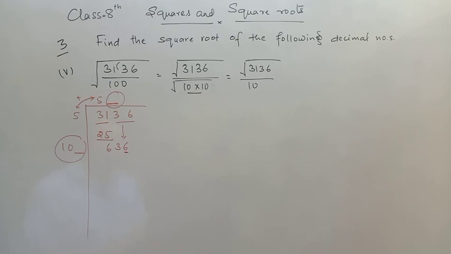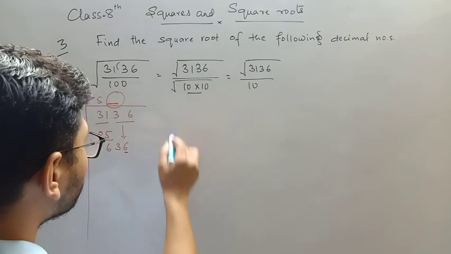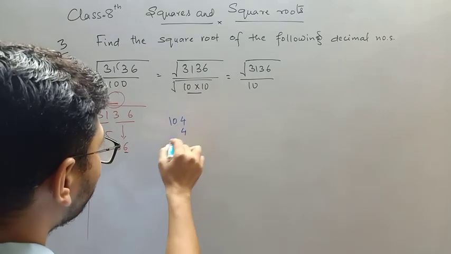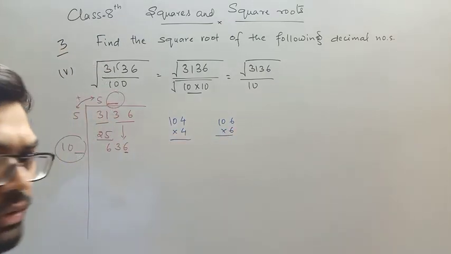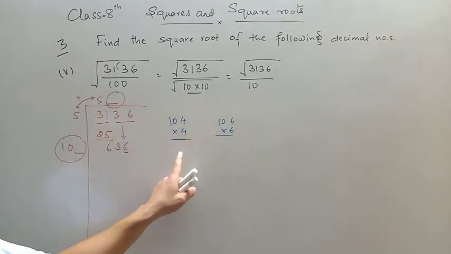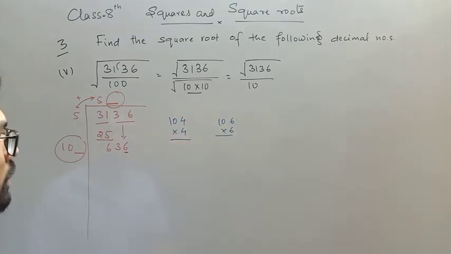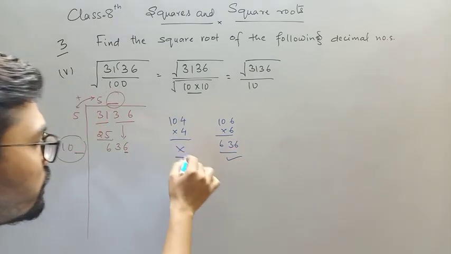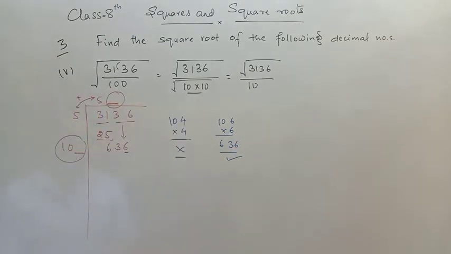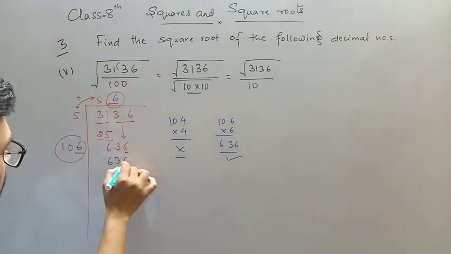Now, how do you get 6 in the unit digit? You have two options: either you can go for 104 into 4, or you can have 106 into 6. Because in both these cases, you will get 6 as a unit digit. 4 4s are 16, 6 6s are 36. Now, first go for this. 6 6s are 36. So this is your answer. No need to go for this. 106 multiplied by 6 will give you 636.